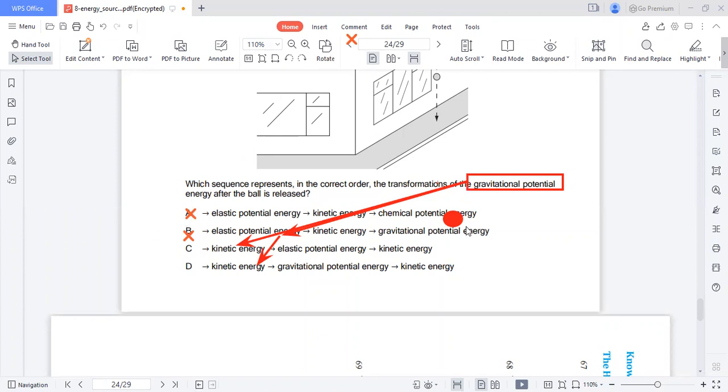When the ball hits the ground, due to elasticity, normally balls are elastic, so that would result in some elastic potential energy. So gravitational potential, this option is incorrect. So we have this option and this option, and the ball will move in an upward direction. Motion results in kinetic energy. So we have this option.